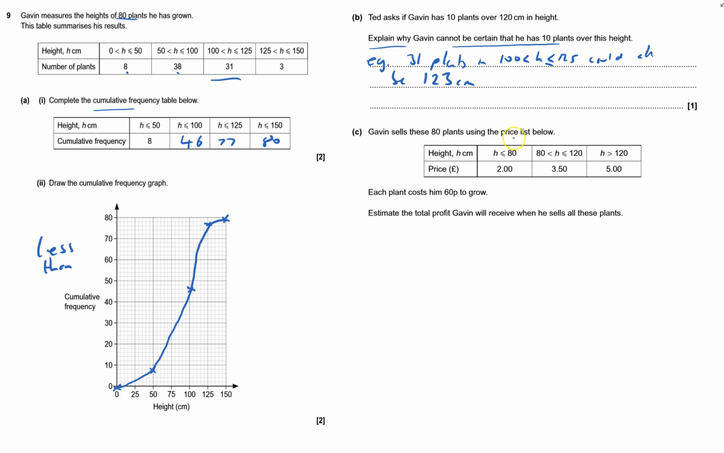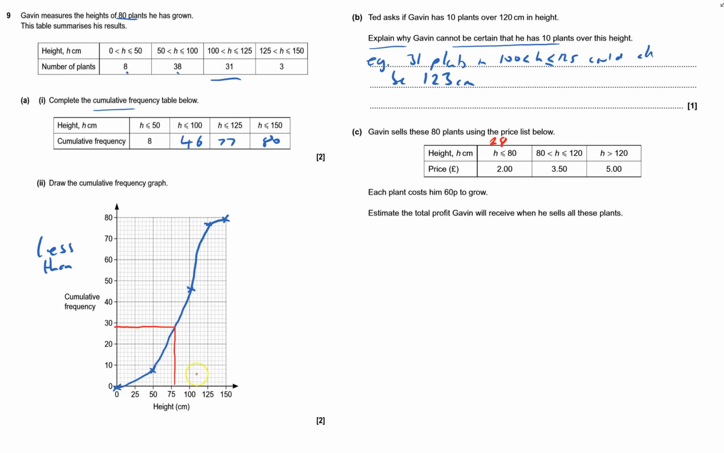Right, he sells these 80 plants using the price list below. So how many were less than or equal to 80? Well, I need to go to my graph. Less than or equal to 80, so these go up in 25 for 5, so that's 80 will be here. And so 80 across there looks like 28. So it's 28 in that group.